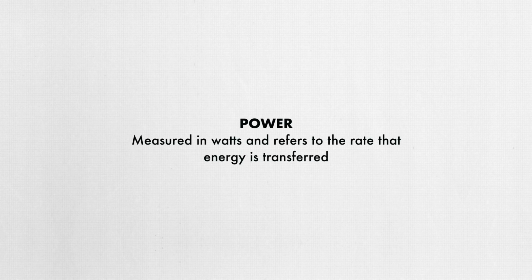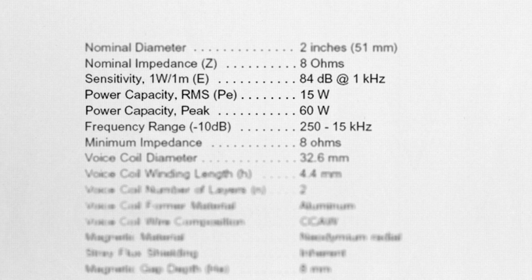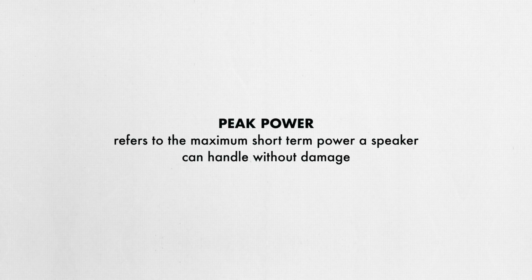Power is measured in watts and refers to the rate that energy is transferred. The power handling rating of your speaker can also be found in the technical specifications. You'll probably find various power ratings in your speaker's technical specs: peak power, continuous power, etc. Peak power refers to the maximum power a speaker can handle without damage, and this specification can often be misleading. We're more concerned with how much power the speaker can handle over an extended period of time. This is the continuous power rating of the speaker.